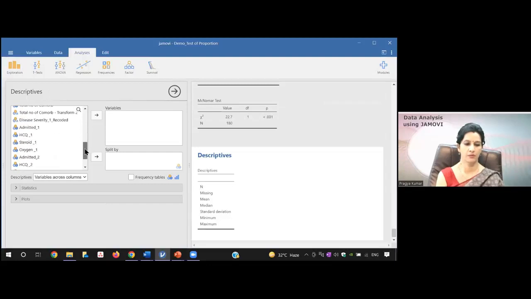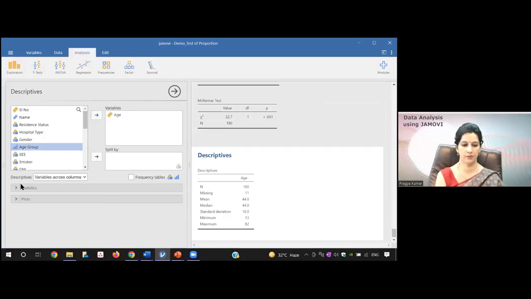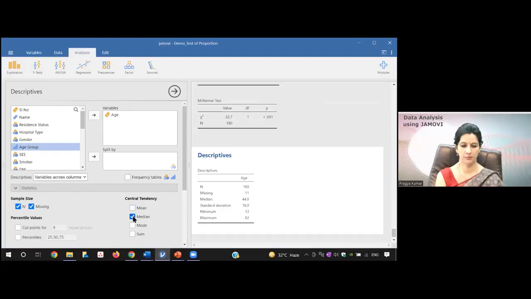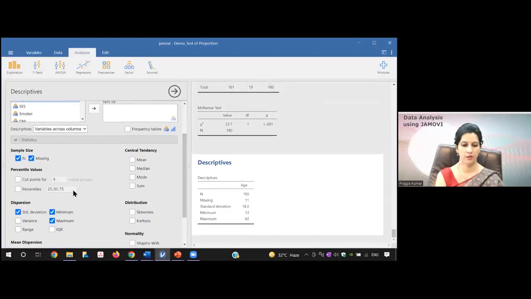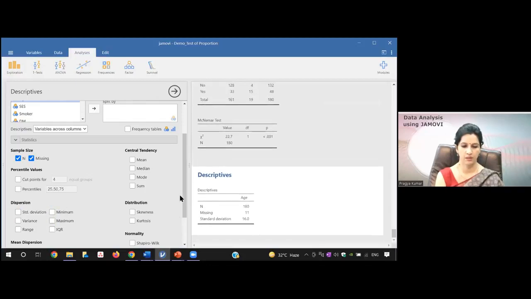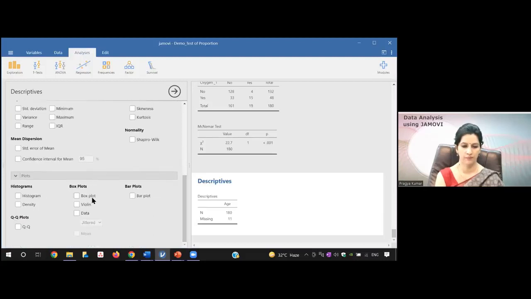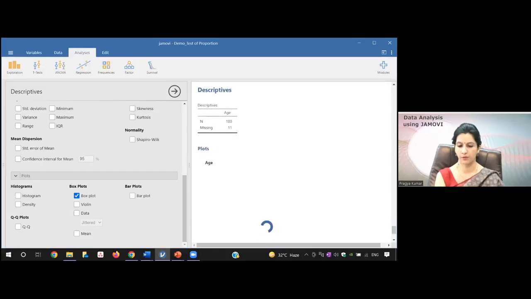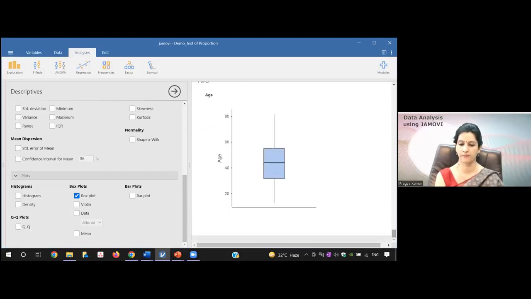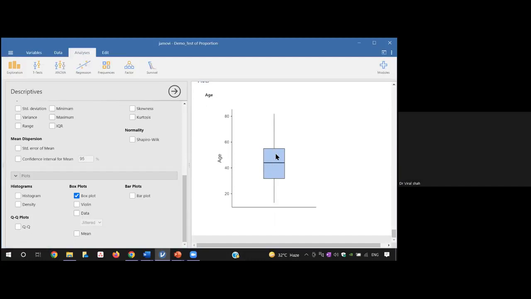So I think there's no continuous data here. So let me go age. Okay, yes, there is one age here. So let's see its box and whisker plot. Statistics I'll uncheck because I'm only focused on the box plot now. I'll go down and I'll come to this plot. And this is the box plot. Actually, I wanted to show you the other deviated one. So this is the box plot.